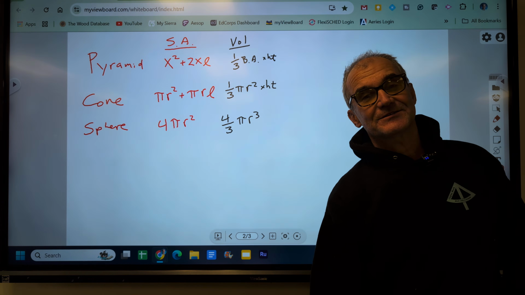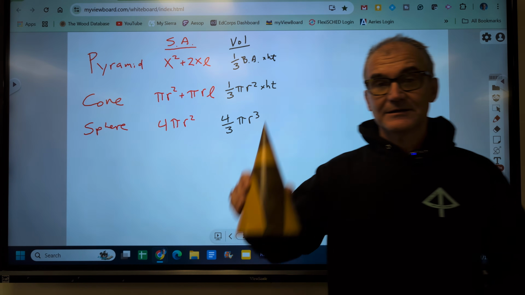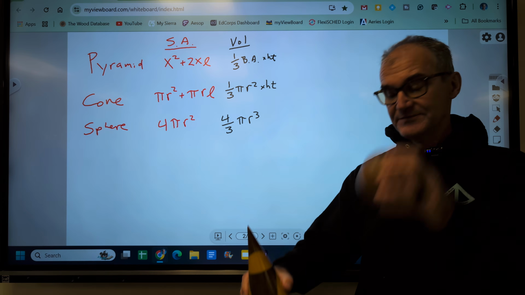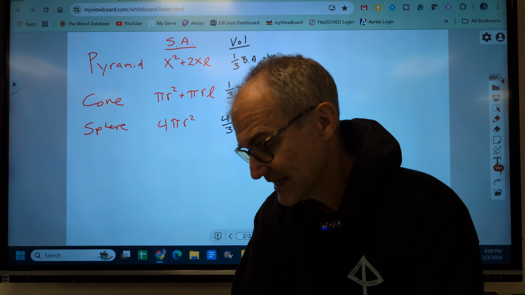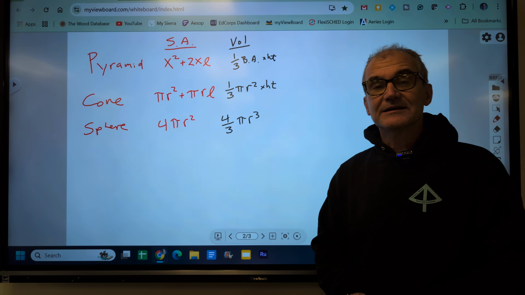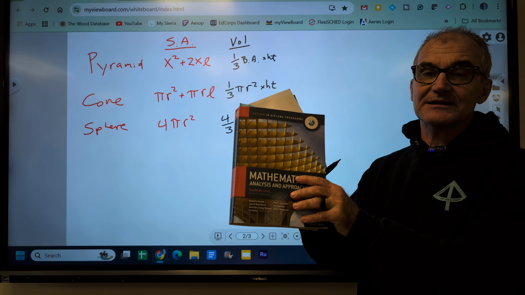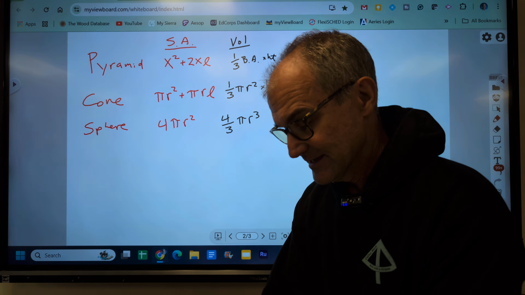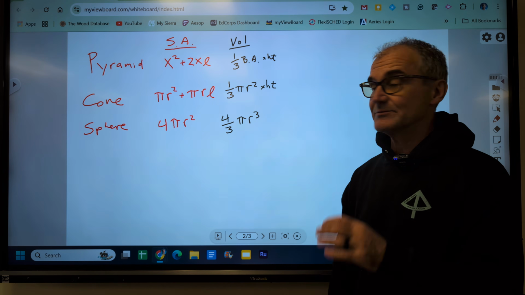Today we're going to look at surface area and volume of a pyramid, a cone, and a sphere. This is all for an IB Math class. It is IB Math SL AA, Chapter 11 in this Oxford Mathematics book. Okay, so first thing is a series of equations, and I have them written on the board here.